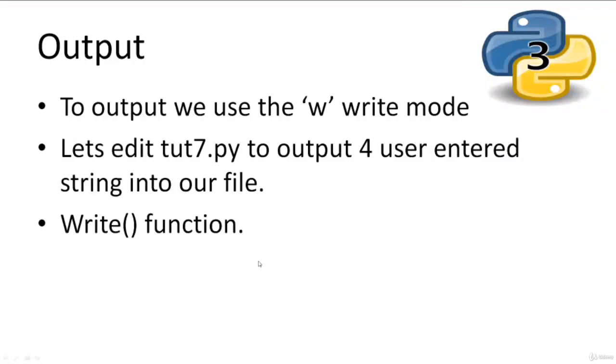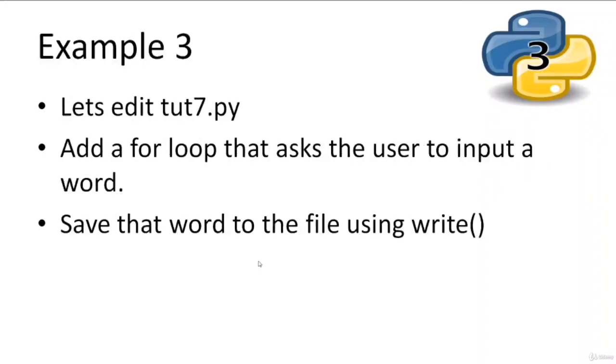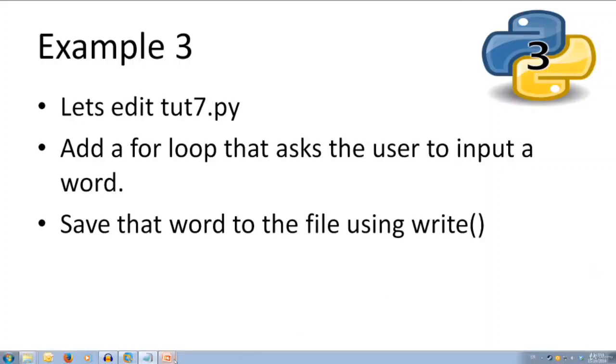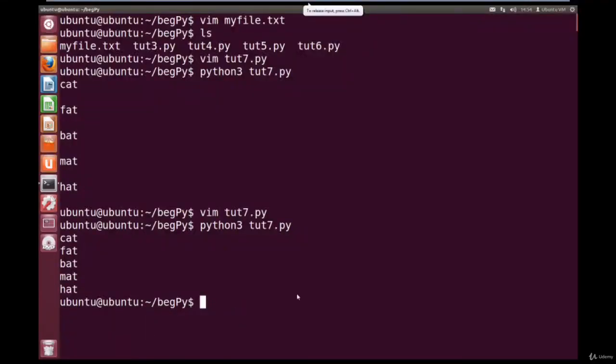Let's edit tut7.py to output a user entered string into our file. Write function. Let's edit that: save the word to file using write. Add a loop that asks the user to input a word. Go back to the window.